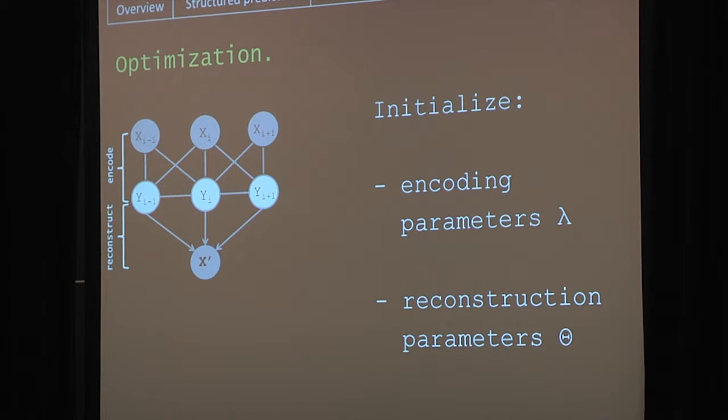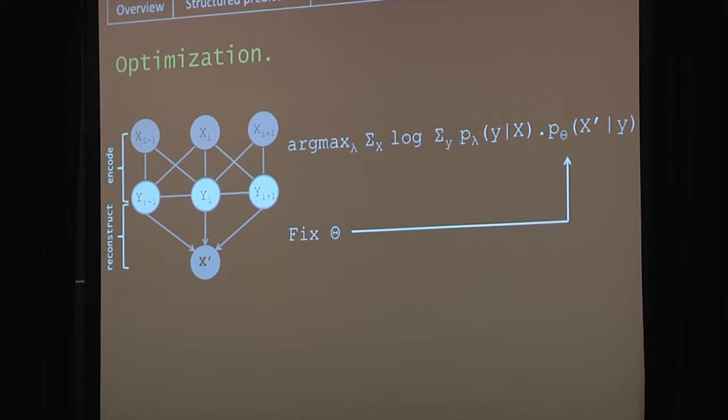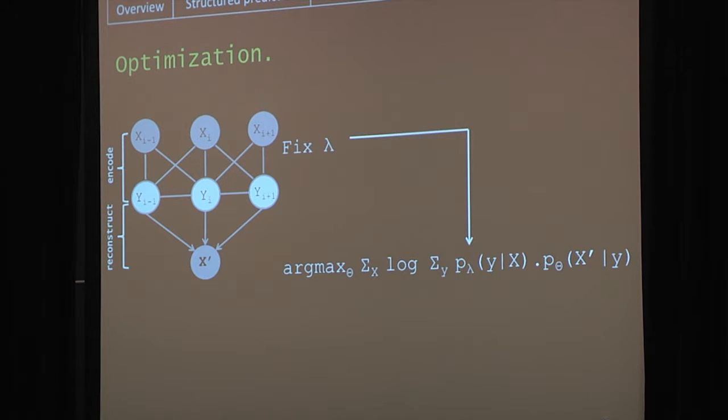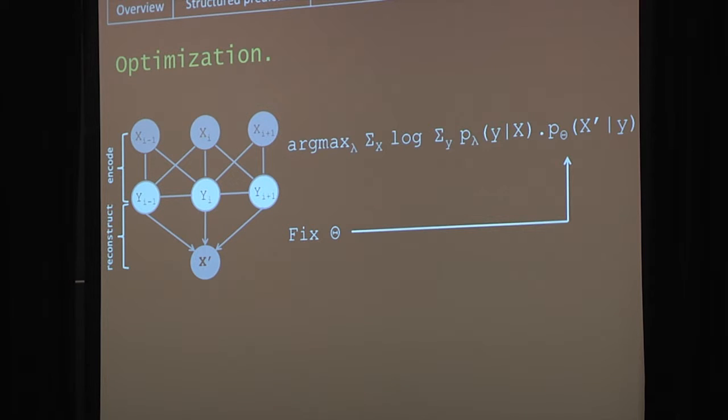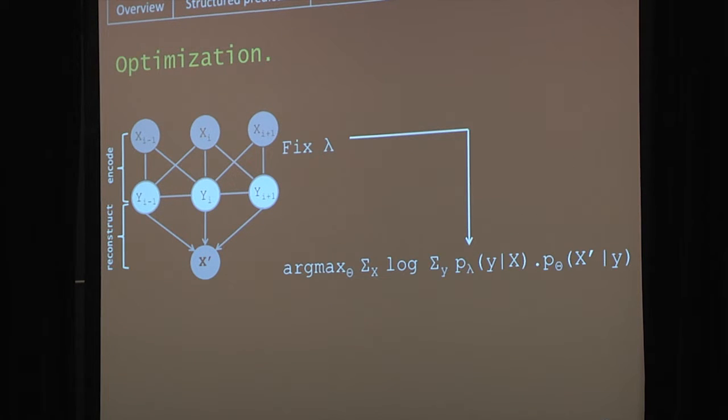So optimization in this model is pretty straightforward. We first initialize the parameters of the encoding and the reconstruction model, lambda and theta. And then we use block coordinate descent to alternate between optimizing lambdas and optimizing thetas. So when we were optimizing lambda, we use LBFGS, and when we were maximizing the theta, we use expectation maximization.